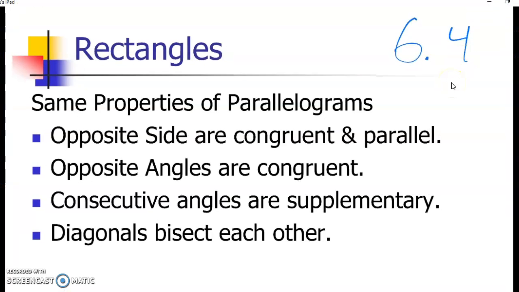Alright, hello everybody. This is the lesson for 6.4. It's actually a pretty quick lesson. But all we're talking about in this lesson is rectangles, and things we can learn about rectangles.